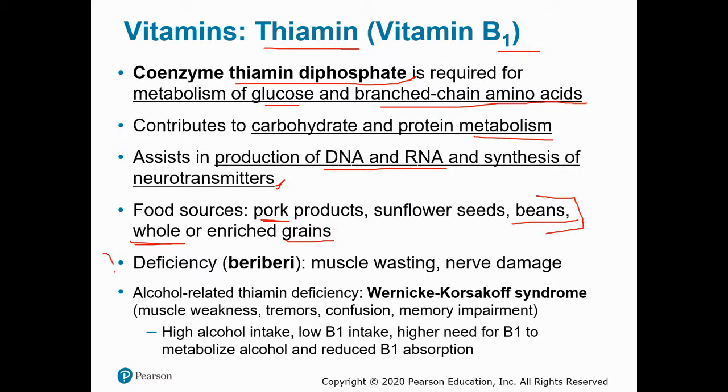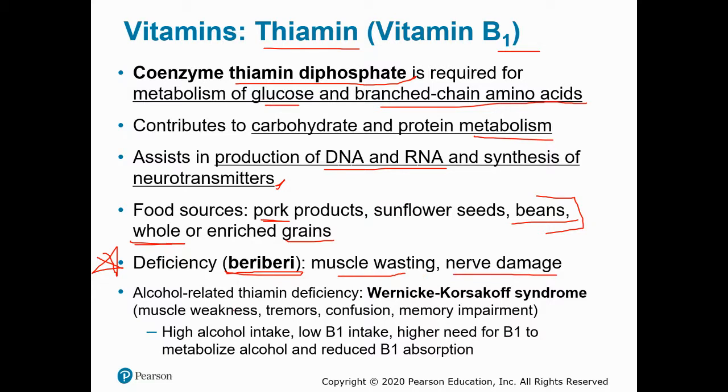So here's our first example of a disorder associated with thiamine deficiency. It has a name, so I do want you to know the name beriberi, and I do want you to know that this is what comes about when a person does not have enough thiamine in their diet. So beriberi is kind of defined by nerve damage and muscle wasting. Again, this would happen over really months of inadequate B1 intake.